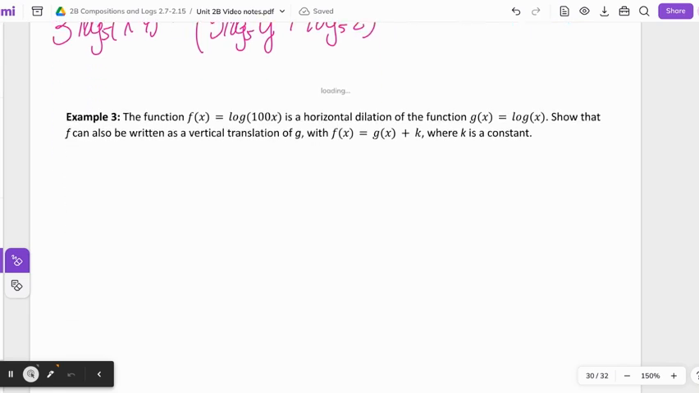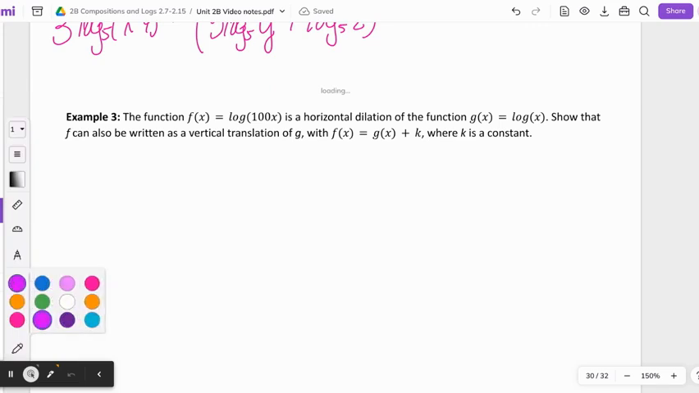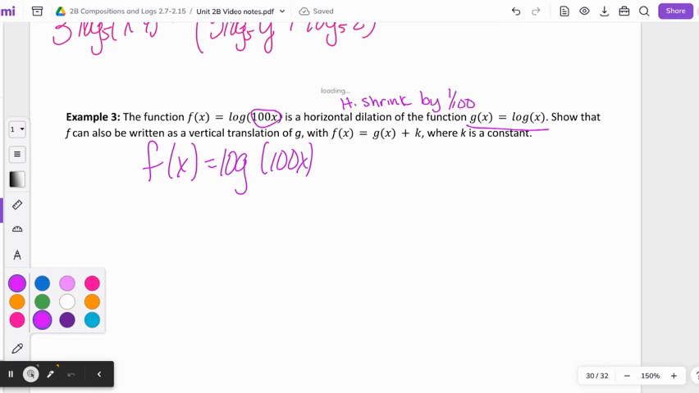All right, so here we've got a function given to us, f of x equals log of 100x, is a horizontal dilation of g of x equals log x, right? It's horizontal because in here we're multiplying by 100, so that would be a horizontal shrink by 1/100. All right, we want to show that it can also be written as a vertical translation of g in this form. So let's use some properties.